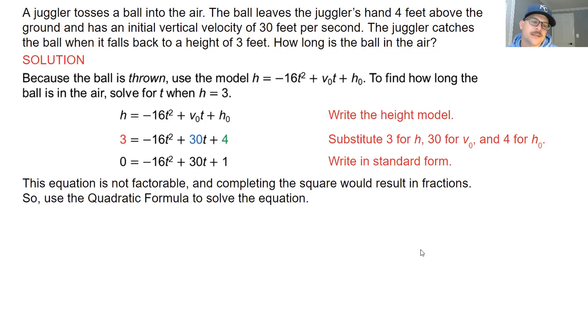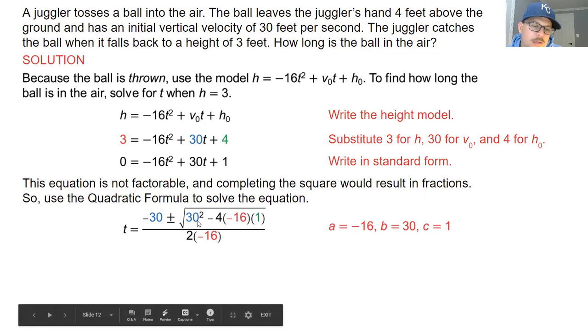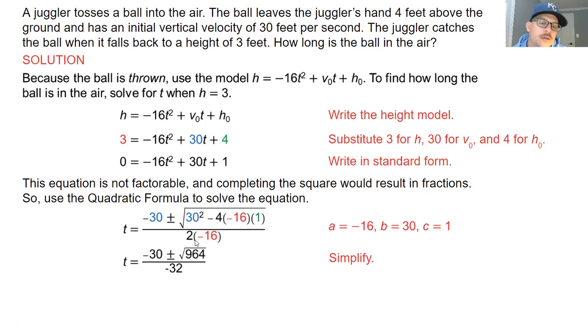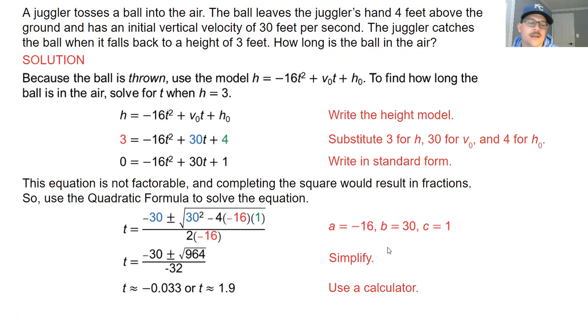So this equation is not easily factorable. You could use completing the square, which is going to result in some fractions. So let's use the quadratic formula just because we know that it always works. Plug in your A, B, and C into the quadratic formula. Do your 30 squared and then multiply 4 times 16 times 1. You combine those together, 900 plus 64, I think, 964, yep. Then you can just type that into a calculator to get both your positive and your negative solutions.